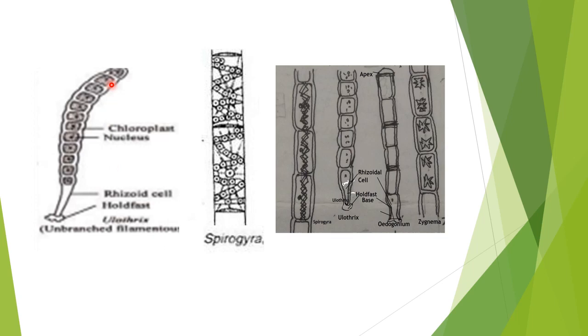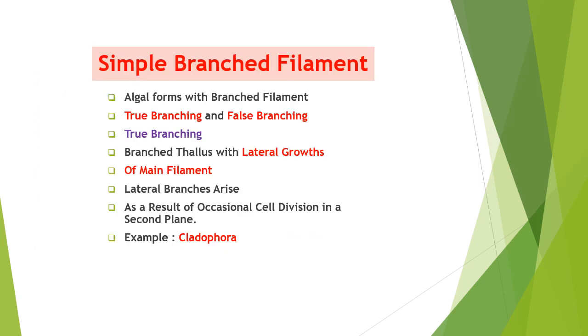As you will see in this structure, it is an unbranched filament having cells end to end, with different types of chloroplast and the nucleus, and Spirogyra also. You can have Ulothrix where the basal holdfast is present. It has a rhizopodial cell and an apical cell. In Oedogonium too, you have a rhizopodial cell and an apical cell. Zygnema is all the same, with no polarity. So this is on the basis of polarity or non-polarity.